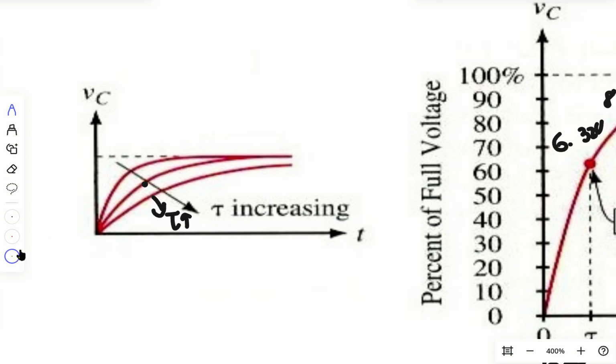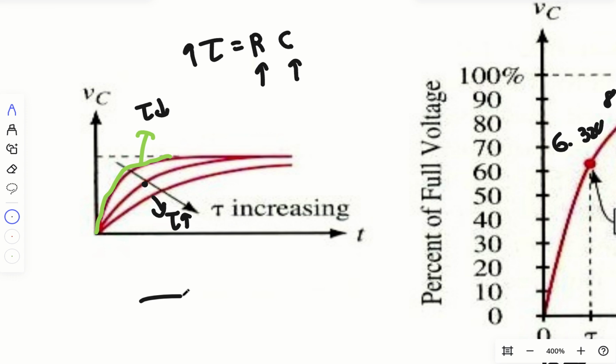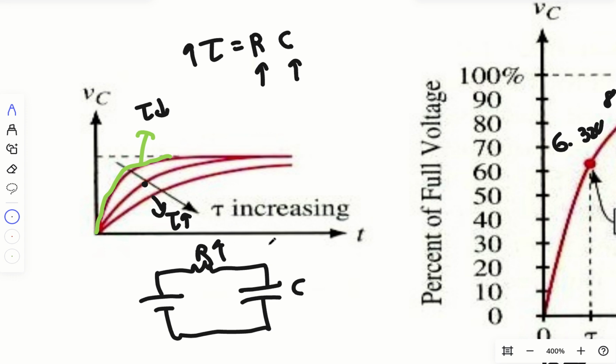If we decrease the time constant, the capacitor will charge much faster. When the time constant is lower, it charges much faster. When the time constant is larger, it charges much more slowly. We have also seen the equation for the time constant, R and C. So in a circuit, if you increase the R, the time constant will increase and the capacitor will charge much more slowly. Similarly, if the R increases or the C increases, the charging will become much slower.